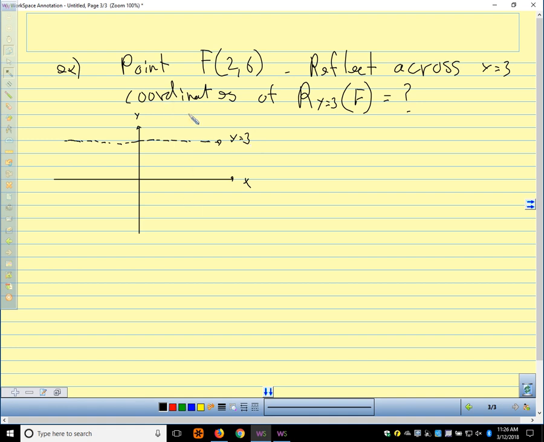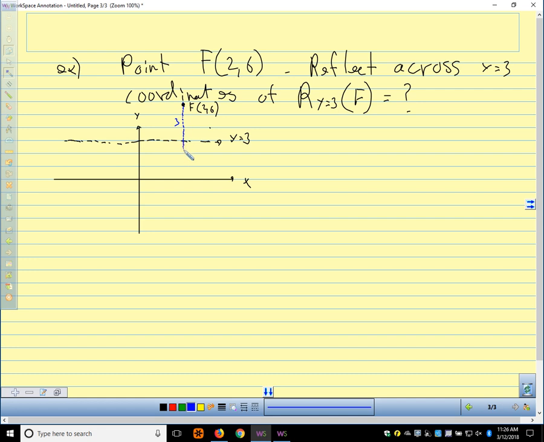And here's my point 2, 6. Here's point F up here. And we're reflecting across that horizontal line y equals 3. So if we reflect across this horizontal line, does our point go left or right at all? No, it's just going to go straight up or down. So I need to go straight towards my mirror line. How far do I have to go from 2, 6 to get to y equals 3? I go 3 units. And then I need to be the same distance below the mirror line as I am above. I need to go 3 more units this way.